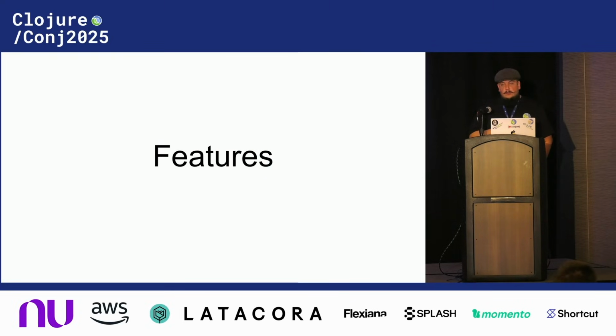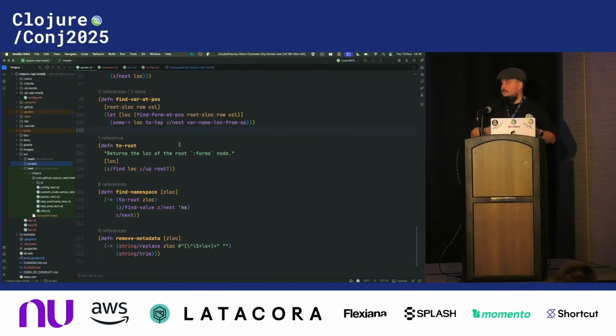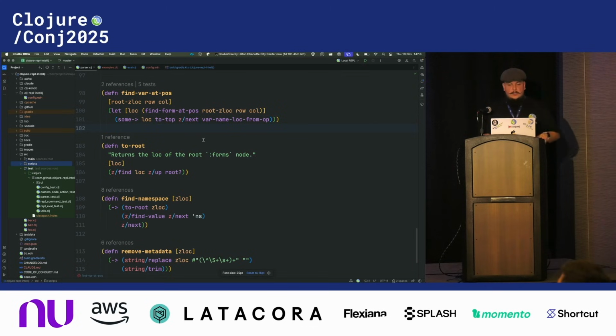Nice. So talking about the features that I already have there, I just want to highlight some of them. Most LSP features are already there: format, slurp, barf, refactor, and a lot of others. There is already local and remote REPL, inline eval, call hierarchy, custom code actions, and also REPL in the dev environment. I will show you all of them, so this is just to highlight. So let's go through IntelliJ. Let me know if it's good to read here.